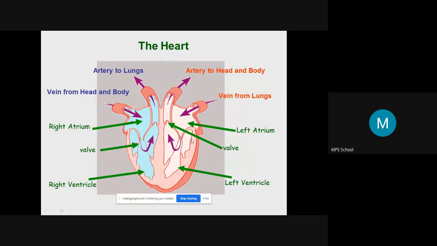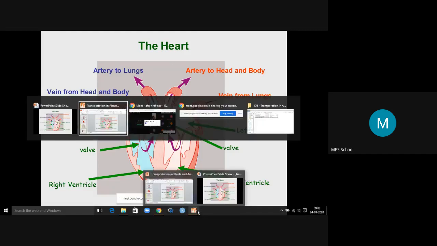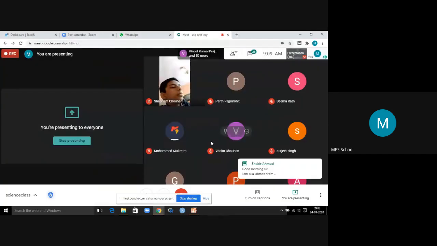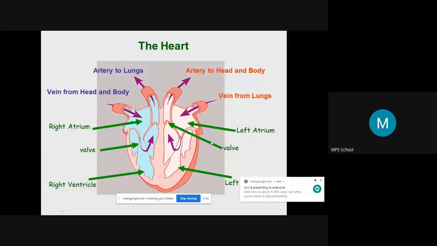How is it a dual mechanism? At the same time, when both the left atrium and right atrium contract, the entry of oxygenated blood and the entry of deoxygenated blood happen at the same time. And when it is relaxed, the entry will happen. When it contracts, both the valves will be opened, and the deoxygenated and oxygenated blood will enter into the left and right ventricle.